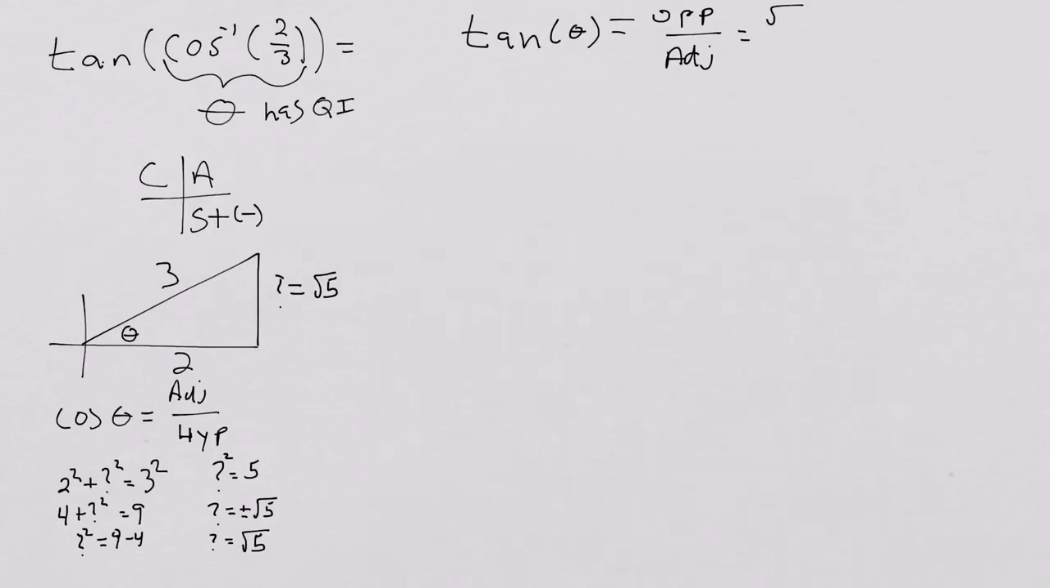So my tangent is the square root of 5 over 2. So that's just simply how you compose these functions. So in reality, my answer to what is the tangent of arc cosine of 2 over 3? Well, we've just done all the math. It is nothing more than the square root of 5 over 2. And we're done. That's it. That's the answer.